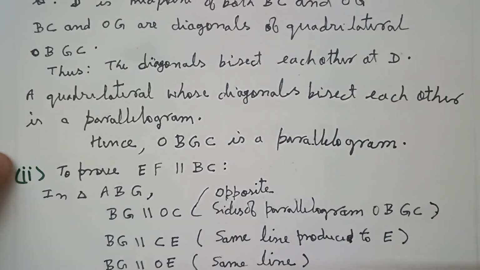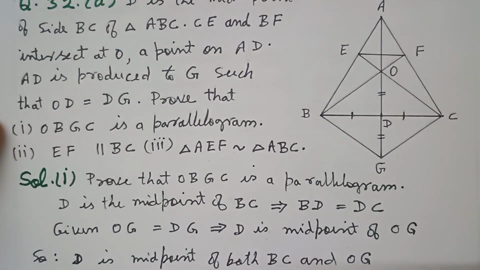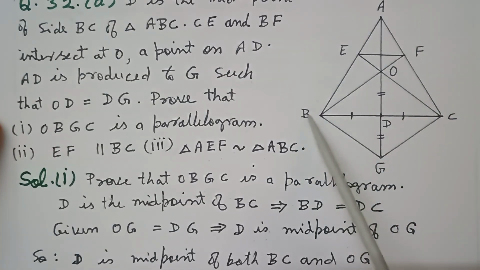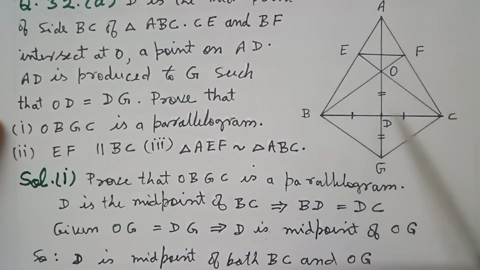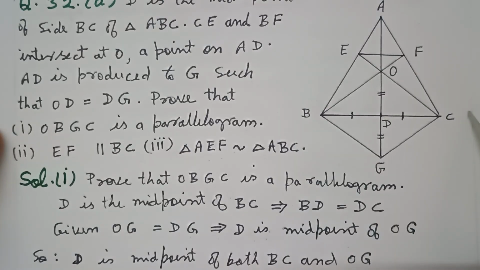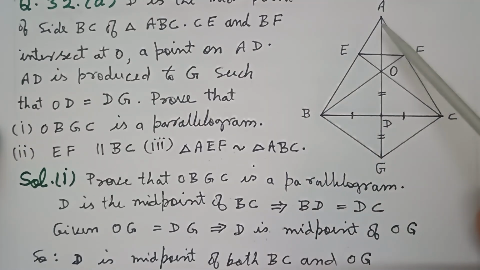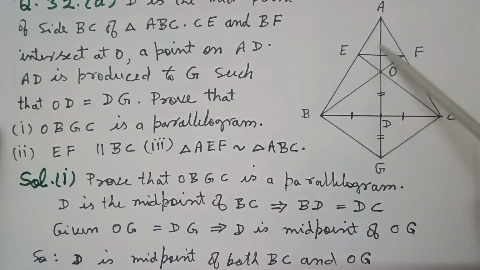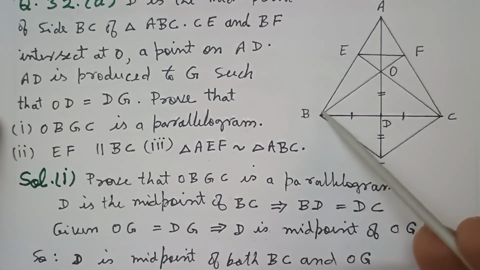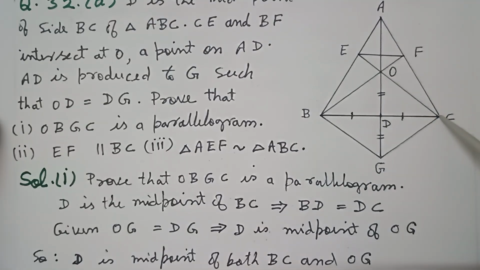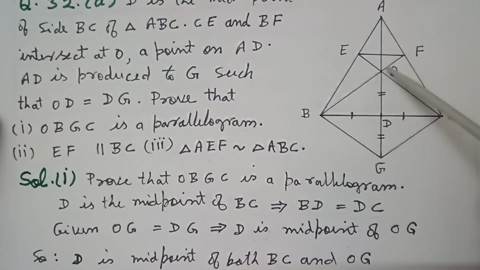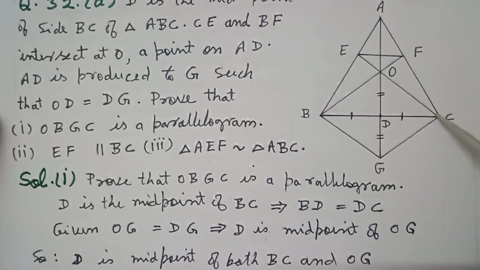Now, second part. To prove EF is parallel to BC. Now we have to prove EF is parallel to BC. To prove this, we will use the converse of the basic proportionality theorem. So you see in triangle ABG, BG is parallel to OC. Why? Because these are the opposite sides of a parallelogram.